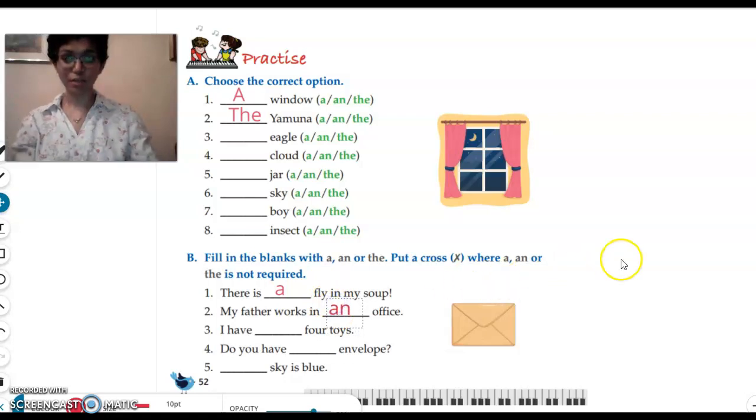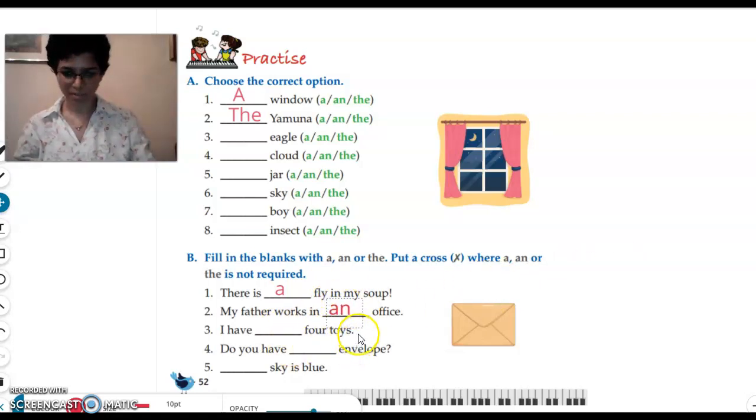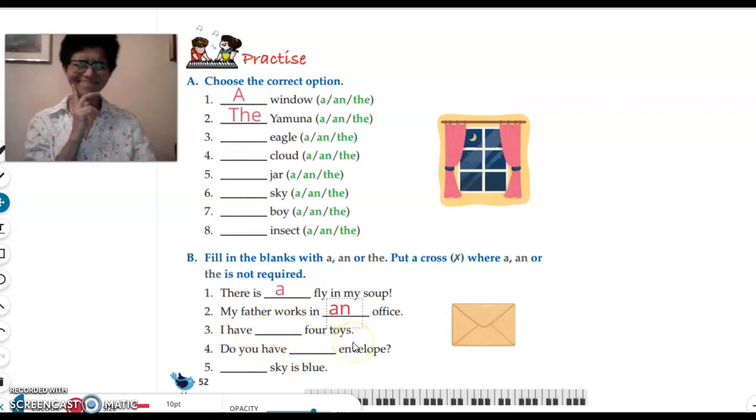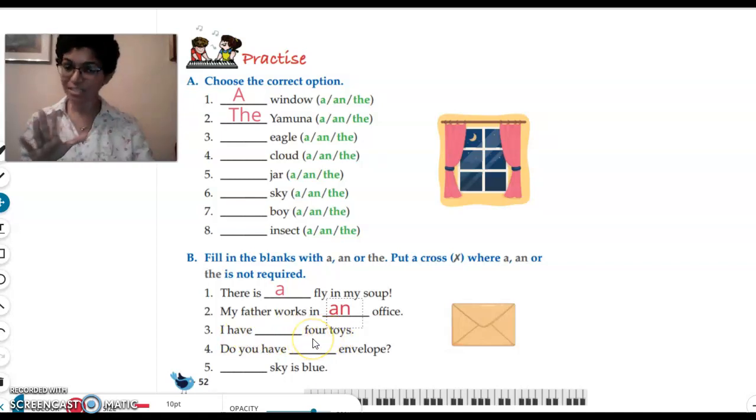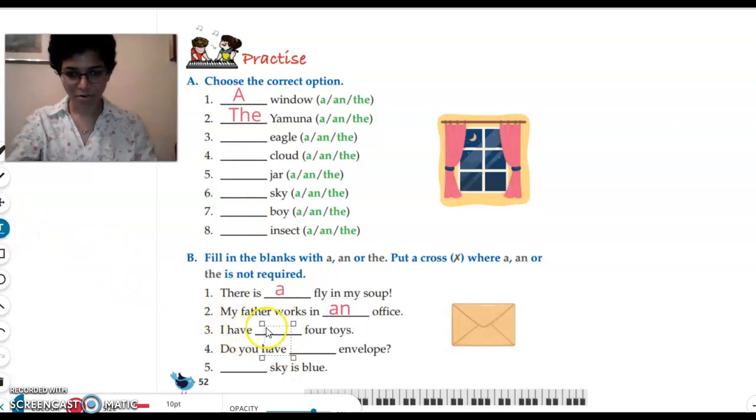Okay, then let's do the third one. I have 4 toys. We are speaking about 4, so we cannot put a or an. Do we need to put the here? I have the 4 toys. It doesn't sound right, because there are places where you don't need to put any article. In this sentence, I have 4 toys is correct without any article. So what do I have to put here? You put a cross, right? We said you put a cross where there is no need for an article. Okay.